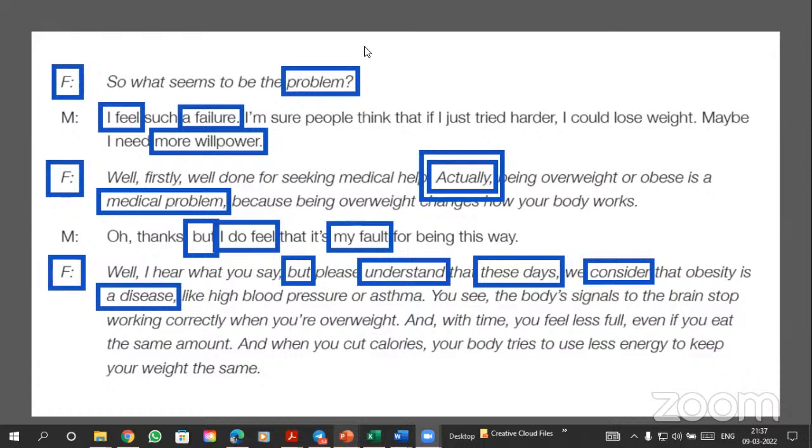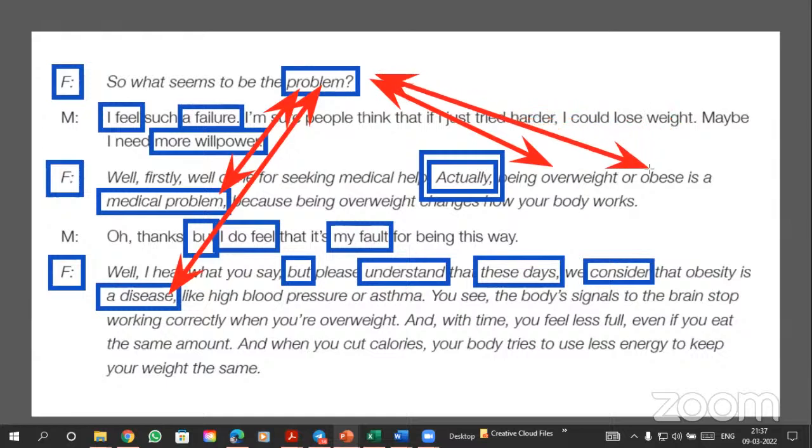So the problem is, what? You can see here. The problem is a medical problem. The problem is it is a disease. The problem is obesity, being overweight. The problem is being obese. But this overweight is not a normal thing. It is a medical problem and it is difficult to control.